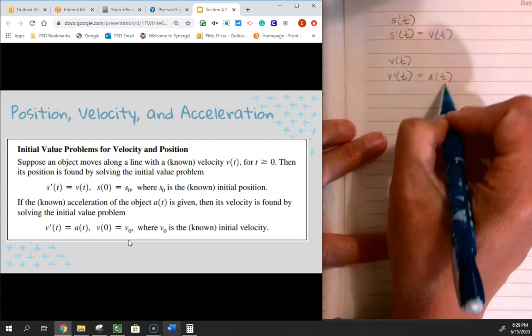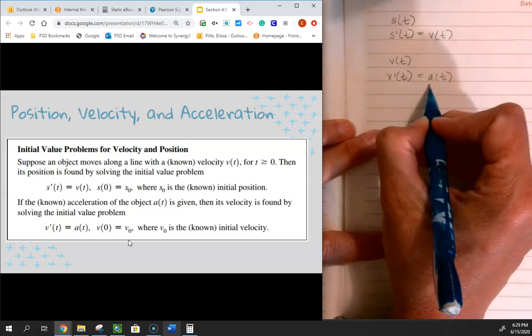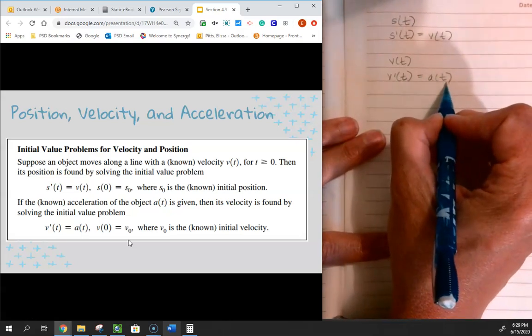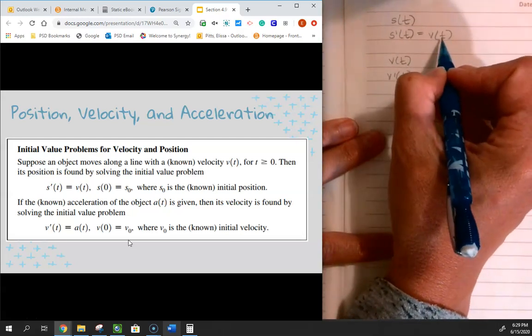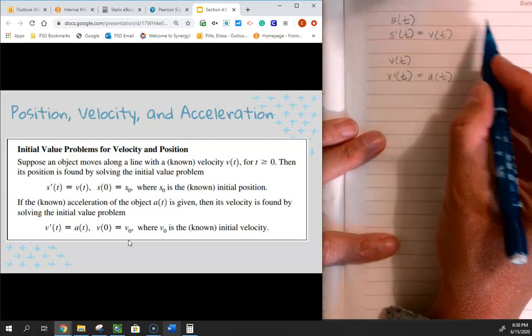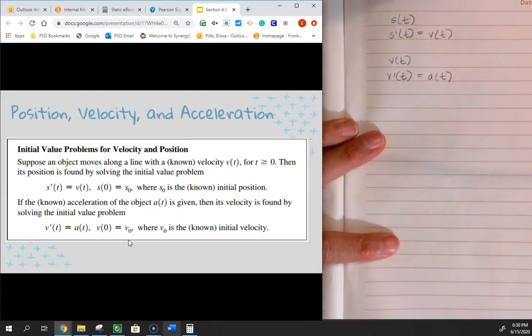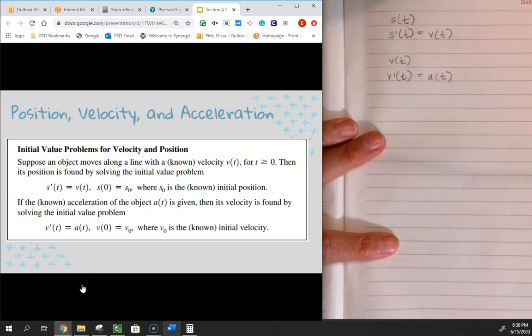And so if we're given acceleration and we're asked to go backwards to get velocity, we take the antiderivative of acceleration to get velocity. We take the antiderivative of velocity to get back to position. And then we can be given some initial values to solve for the constants in those cases. And so that's summarized here. Let's do a couple of examples, and then we'll be done with this section.